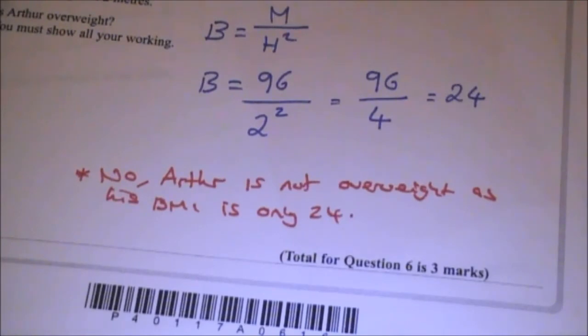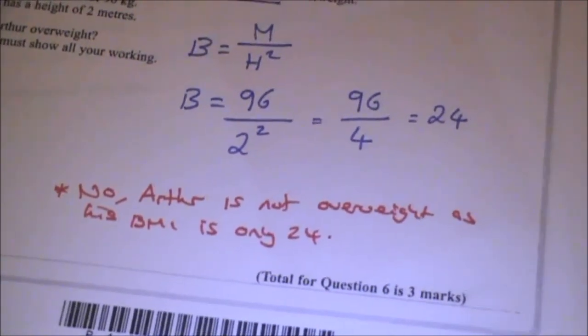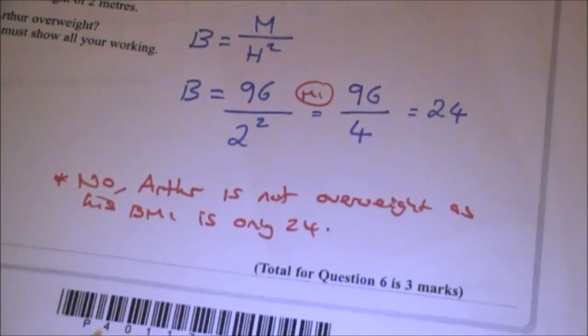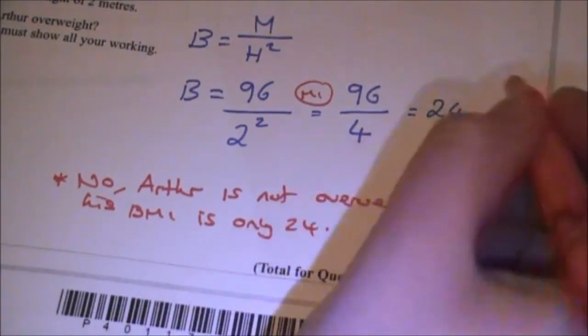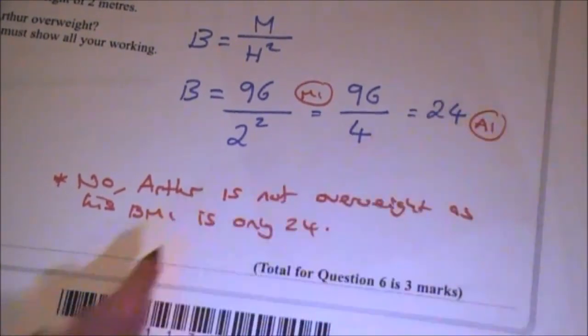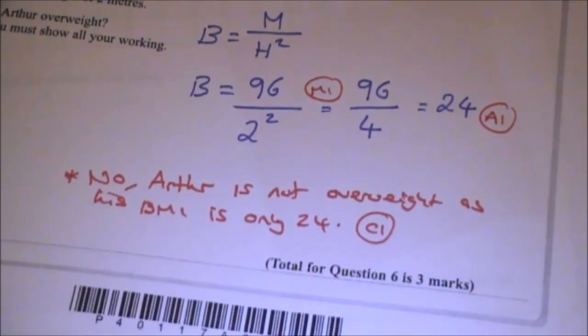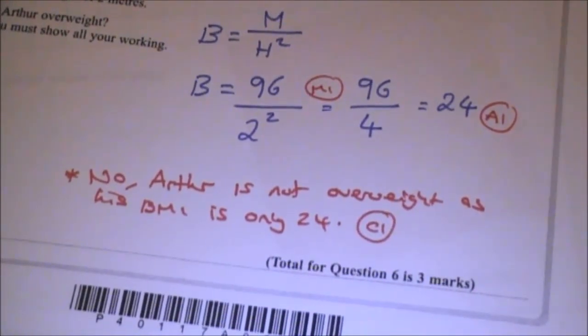With regards to how marks are allocated for this question, you get a method mark here for showing that you've subbed the right values into the formula. You get an answer mark for 24, and then you get a communication mark for writing your sentence.